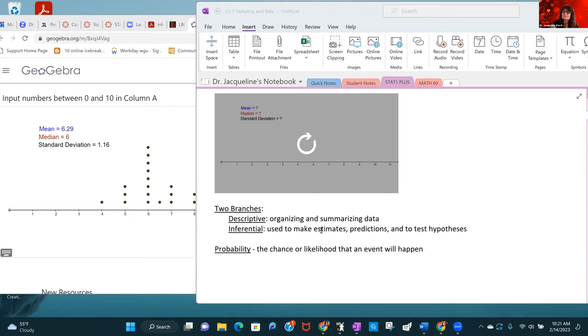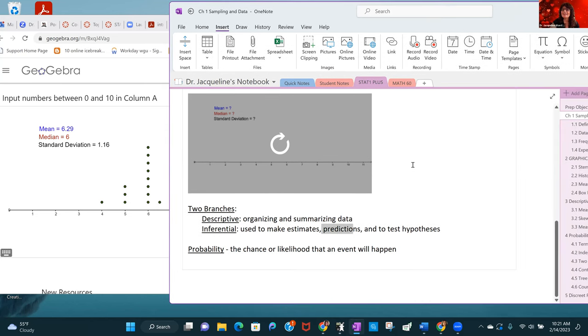And then lastly, we're going to be looking at probability, which involves chance and the likelihood that events will happen. I always think of the weather, right? What's the probability it's going to rain or snow up in the mountains and stuff like that?